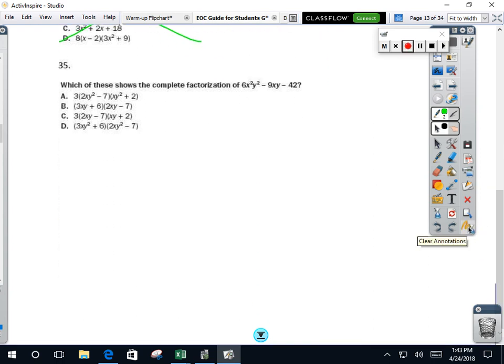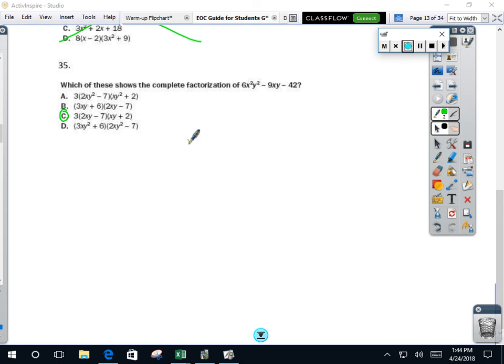For this one, I just want you paying attention. I don't want you writing. Yeah, you can guess. Okay, it says, which of these shows the complete factorization of 6x squared y squared minus 9xy minus 42?